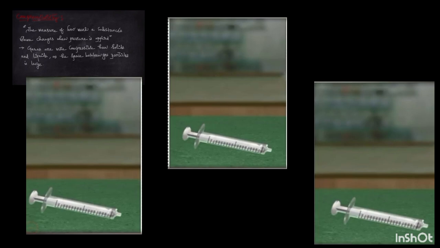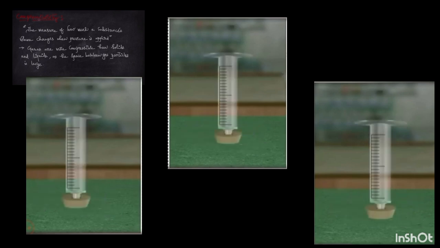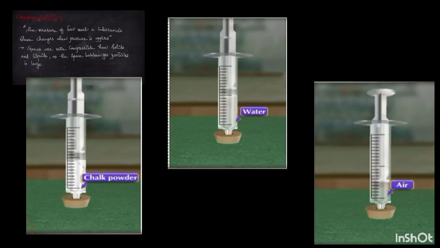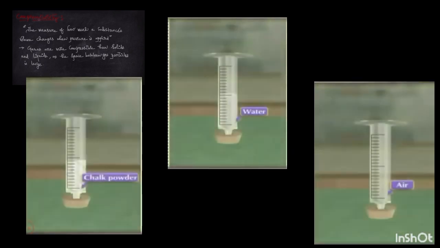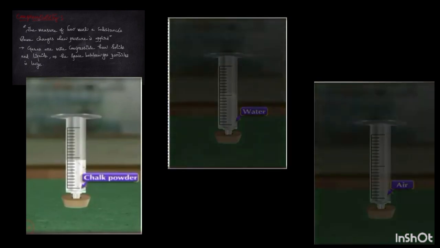Three empty syringes are taken to explain the compressibility, and these three syringes have frictionless pistons and rubber corks inserted as shown. One of them is filled with chalk powder, another with water, and in the other one there is air, and the levels are same, and you have to apply equal amount of pressure on the three syringes.